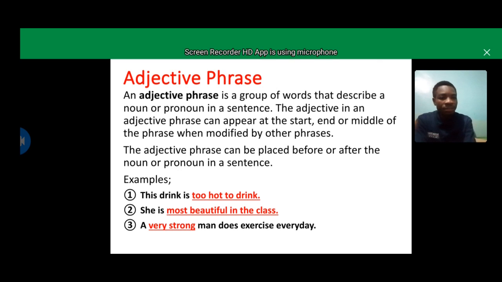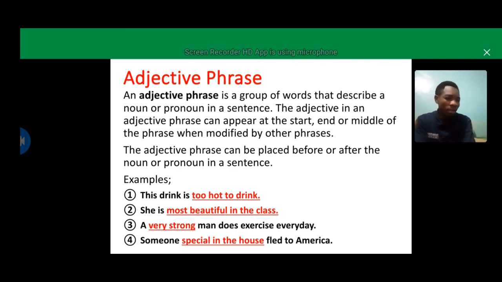A very strong man does exercise every day. So very strong is an adjective phrase. And lastly, someone special in the house fled to America. So special in the house is an adjective phrase.